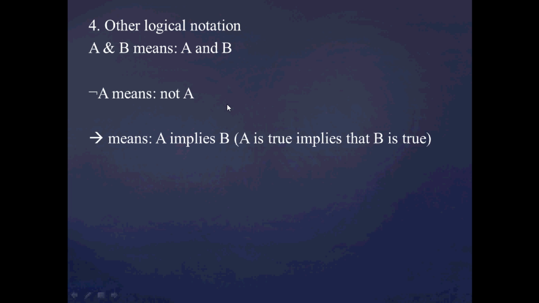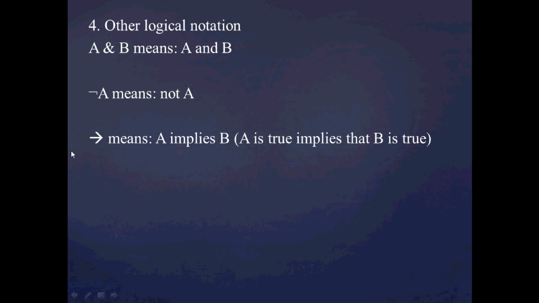So the ampersand, A & B, is going to be read as A and B. I'm sure everyone knew that already. But this other symbol here, this dash mark, ¬A, is going to be read as not A, or the opposite of A, just the negation of A.